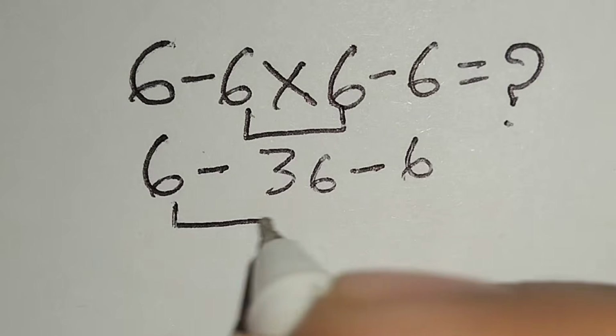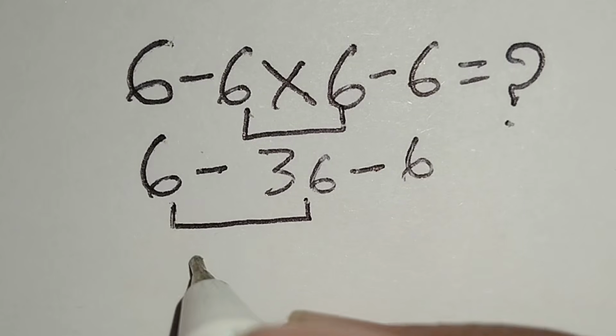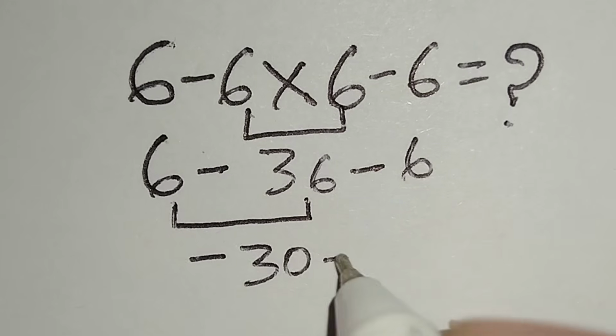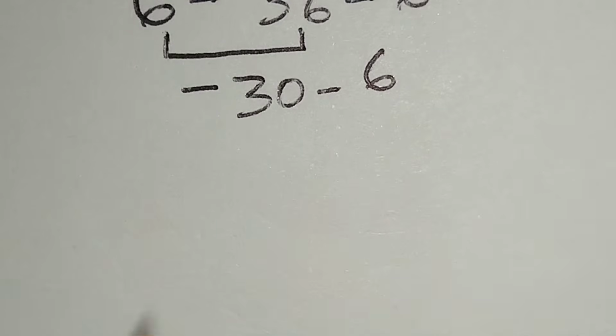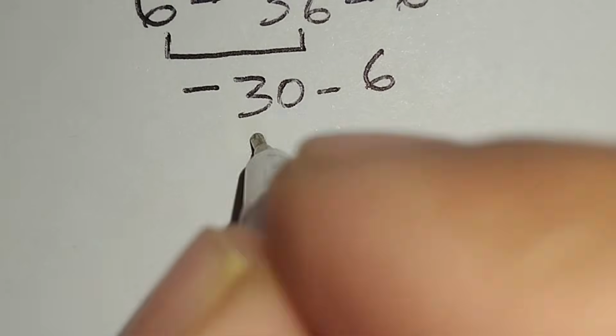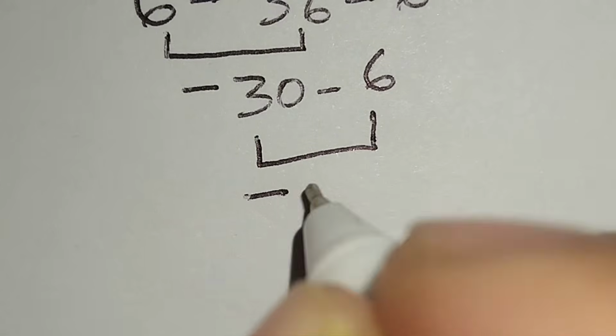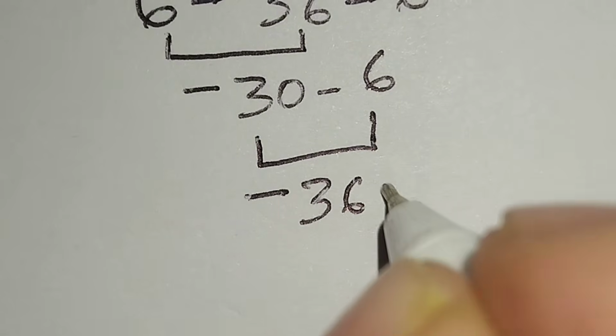Here 6 minus 36 gives us negative 30 minus this 6. Negative 30 minus 6 gives us negative 36, and this is the correct answer.